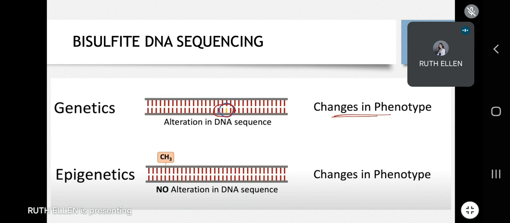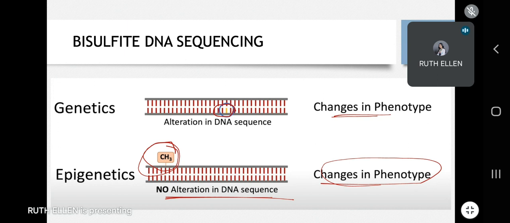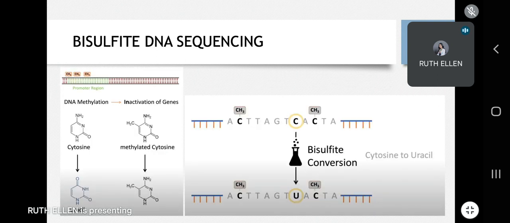Okay? But in epigenetics, there is no alteration in the DNA sequence, but we have a change in the phenotype. Okay? So that is caused by the addition of a methyl group in the cytosine. Okay? Which inactivates a gene. Kaya nagkakaroon tayo ng change in the phenotype. Okay? So for bisulfite sequencing, ang dinedetect natin is the methylated cytosine.